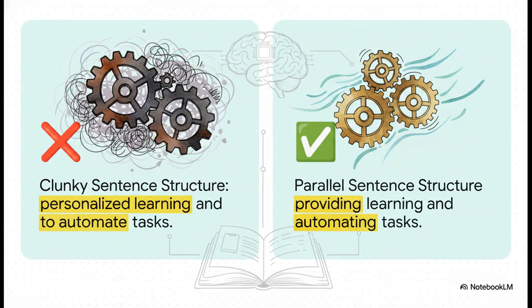Let's actually listen to the difference. The clunky version sounds like this: AI improves education by personalized learning and to automate tasks. Yikes, right? The grammatical patterns totally clash. Now, let's hear the parallel version. AI improves education by providing personalized learning and automating tasks. See how much better that is? The verbs, providing, automating, they align perfectly. It makes the whole thing smoothly polished, highly authoritative, and just incredibly easy to read.